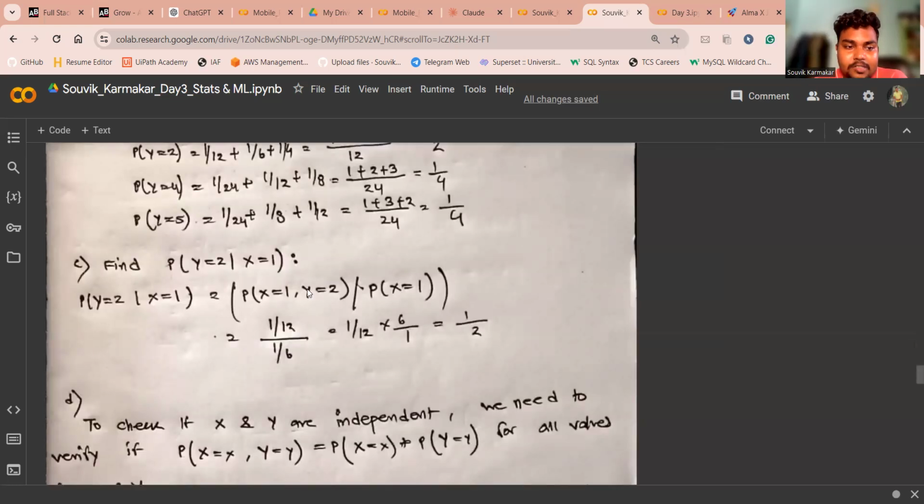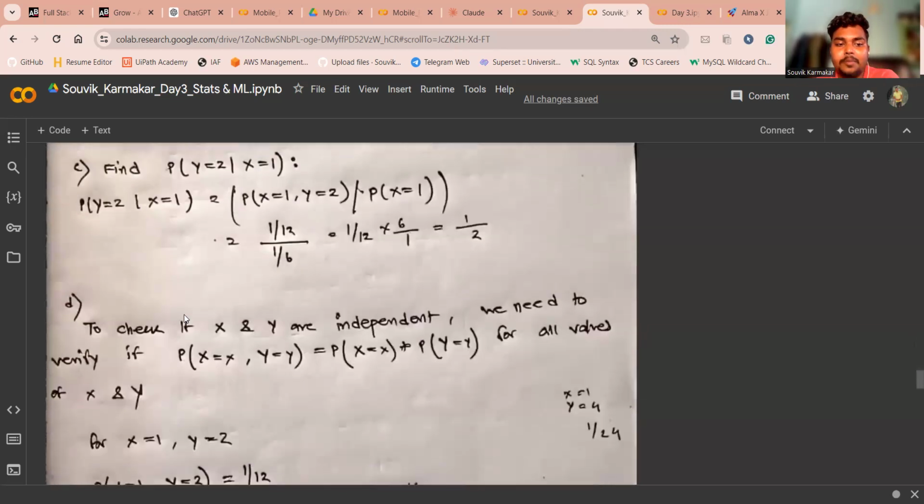So let's move to question C. Here we have to find the probability of Y equals 2 given X equals 1. Whenever this type of thing is given, we are able to apply a formula. This is the simplified version of the formula: the probability of X equals 1 comma Y equals 2 divided by the probability of X equals 1. After putting all the values here from the table, we are getting the value as 1 by 2. So this is the result.